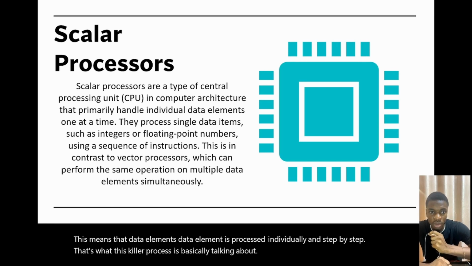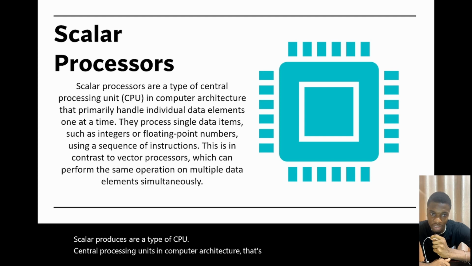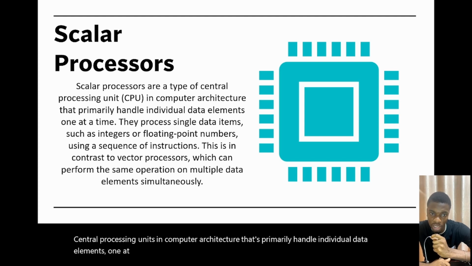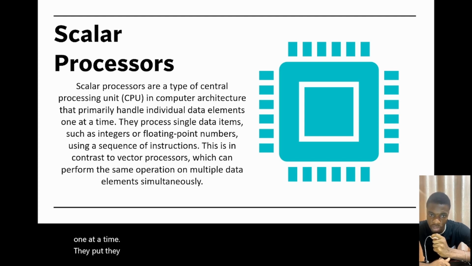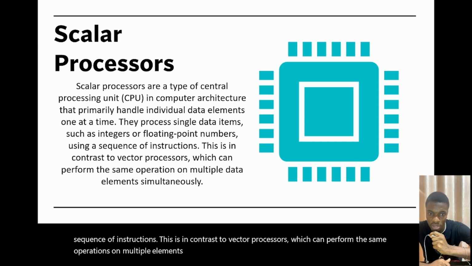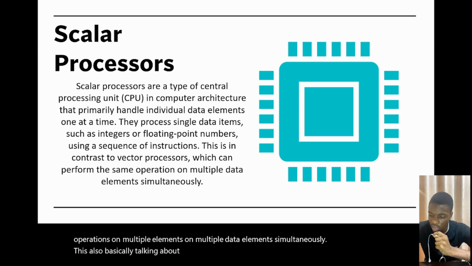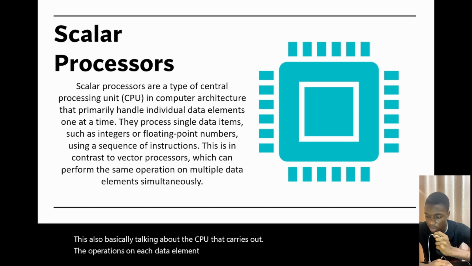Scalar processors are a type of CPU, central processing unit, in computer architecture that primarily handle individual data elements one at a time. They process single data items such as integers or floating point numbers using a sequence of instructions. This is in contrast to vector processors, which can perform the same operations on multiple data elements simultaneously. This is also basically talking about the CPU that carries out the operations on each data element sequentially, one after the other.